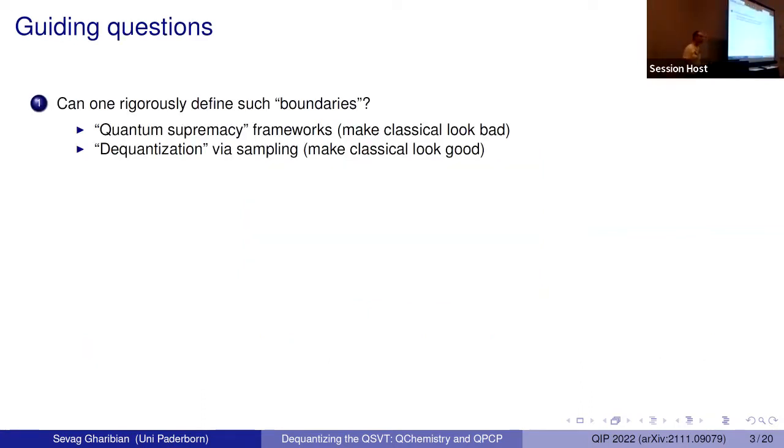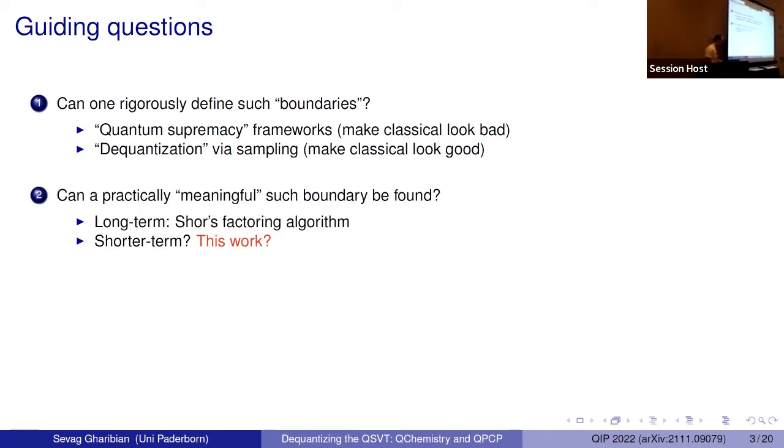So in particular, we're going to focus on three guiding questions. The first one is, how do you even rigorously define a notion of such a boundary? There are two examples that we'll touch on in this work. One we've heard about all morning, the first parallel session talked about quantum supremacy. And the other way you could do such a formal, rigorous definition is via so-called dequantization, and that's something we'll touch on in this work. So that's the first guiding question.